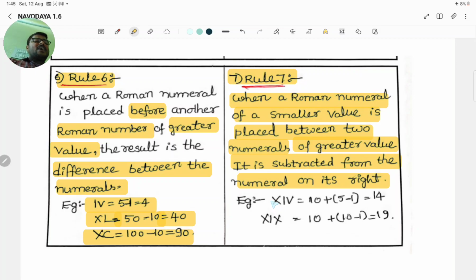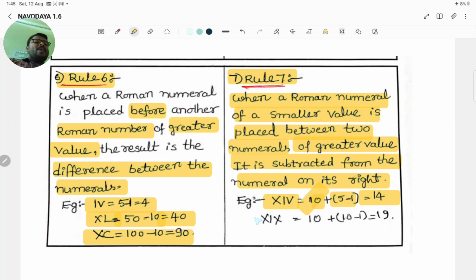For example, XIV is there. When we observe this number, X is 10. That's why we have to write 10. Here I is present before the V. In that situation, I is subtracted from V. 5 minus 1, we will get 4. Again 10 plus 5 minus 1, we will get the answer 14.